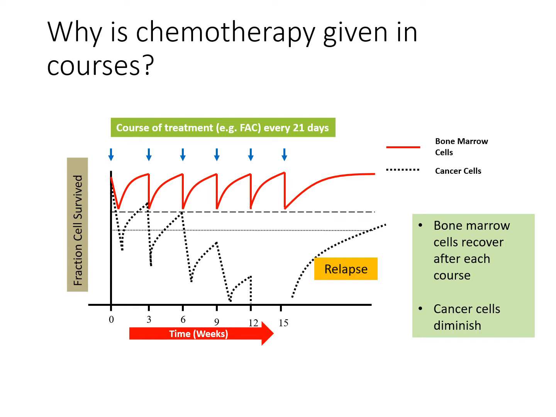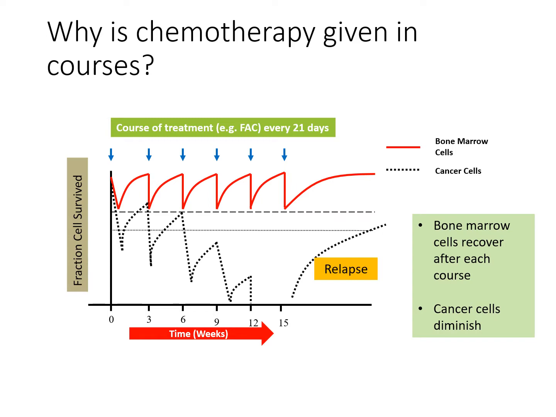So they go down, and in 21 days they bounce back again, and we give the drug, and they go down and recover, and that way. But below, you see the cancer cells in the black dotted lines. So when you give the drug, the cancer cells go down and they try to recover again, but by the time you give it again, they're not able to recover as much as they did before.